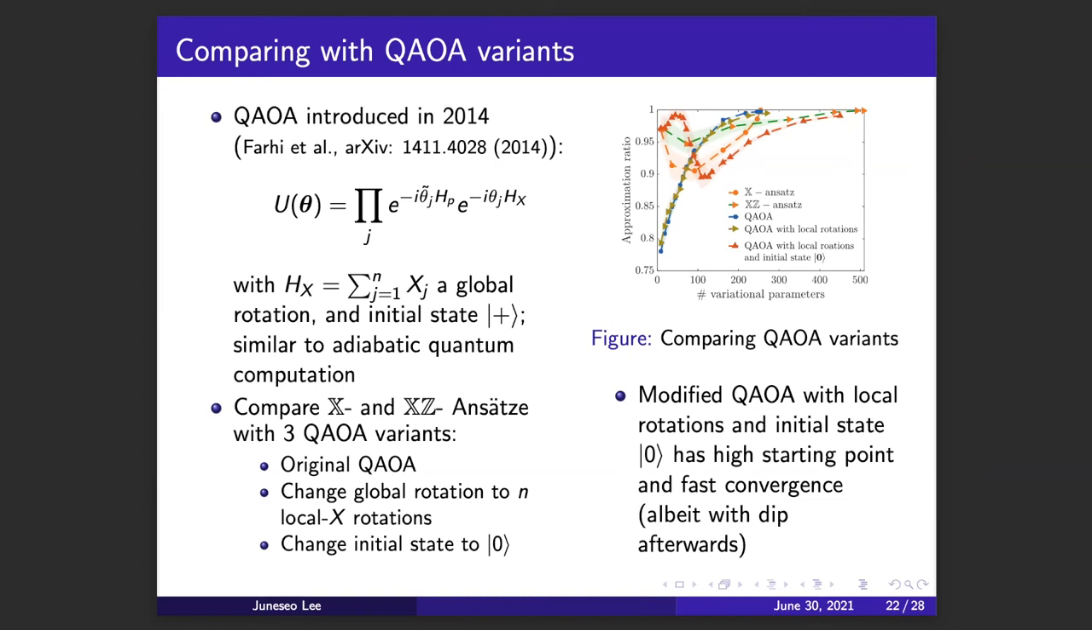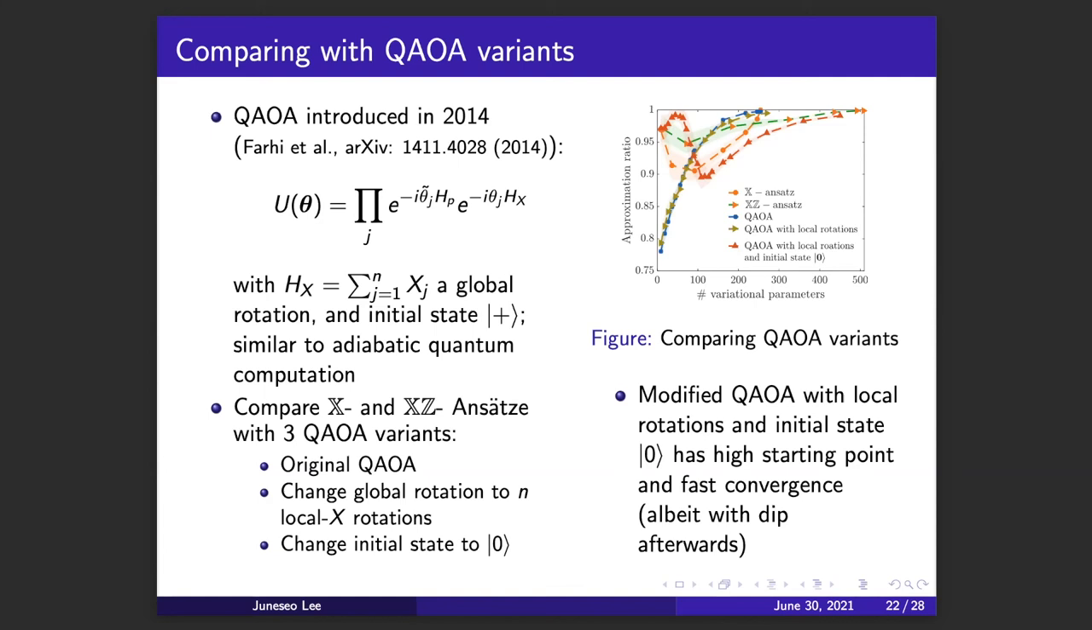And numerically, we can also see that this variant has a similar starting point as the X ansatz and also converges pretty quickly to an approximation ratio around 0.99. But then it also dips sharply soon after before finally converging again. And again, while this is definitely a strange observation, it's also a hopeful one, since it shows that it could in fact be possible to achieve high approximation ratios with relatively few variational parameters. Hopefully future work could identify why this happens and how to harness it.